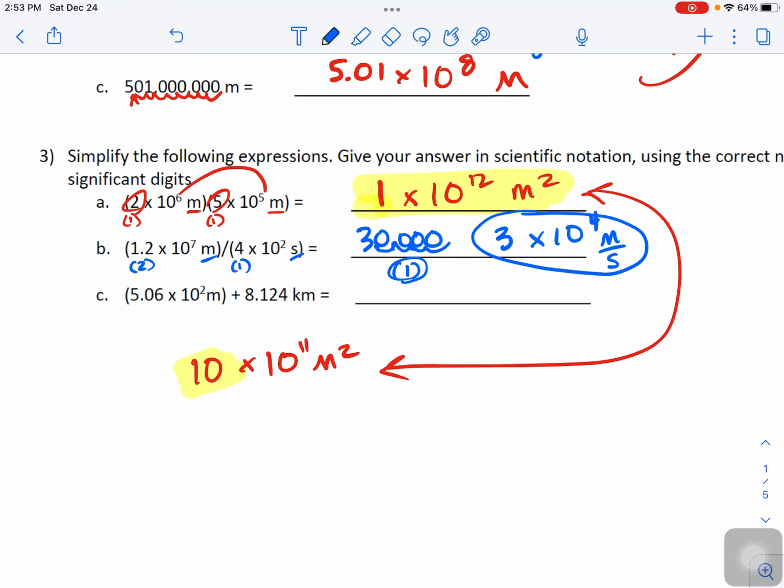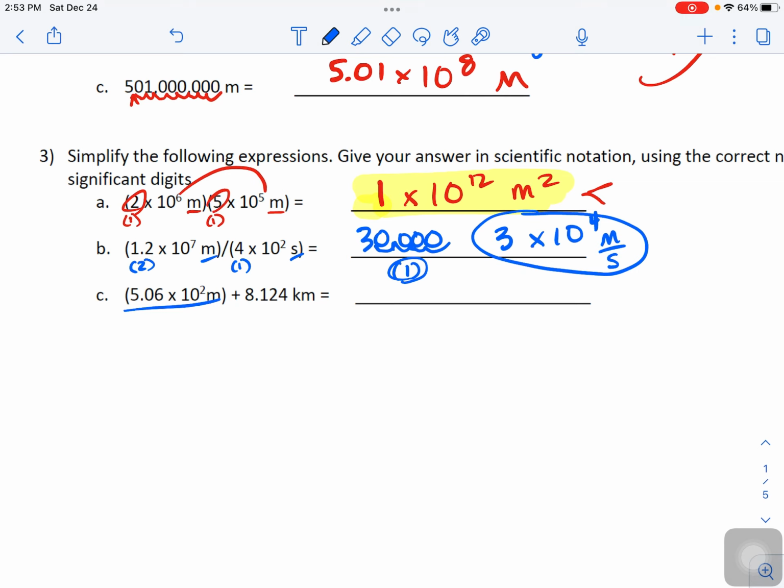All right. So for the last one here, this is an addition problem, and this one's tricky. You got to be careful with some of these addition problems because the numbers get a little bit confusing, and it's a different rule. So I'm going to take it out of scientific notation. This number here is 506. And then I'm going to add this to this number here. And this looks like it's 8.124, but there's a K here. And if you don't catch that, you'd add these together. You'd get like 514. But that K means that there's 1,000 meters represented by that K.